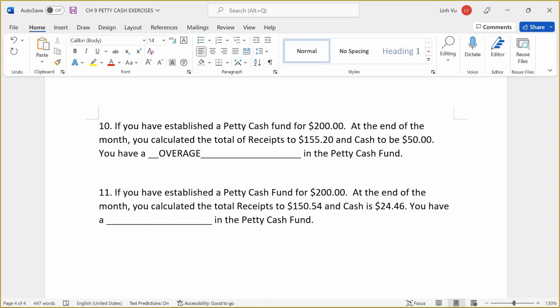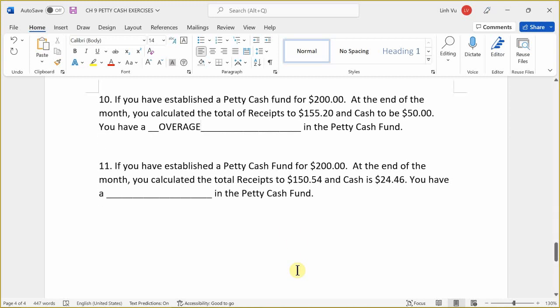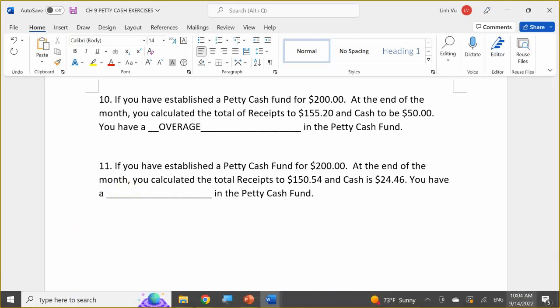And then last question of the day, number 11. If you establish a petty cash drawer to be $200, and at the end of the month you calculated total receipts to be $150.54 and cash is $24.46, you have a blank in the petty cash drawer. You have a shortage, right? Because here you have $150.54 plus $24.46. You're short by roughly $25. So in this case, you have a shortage.